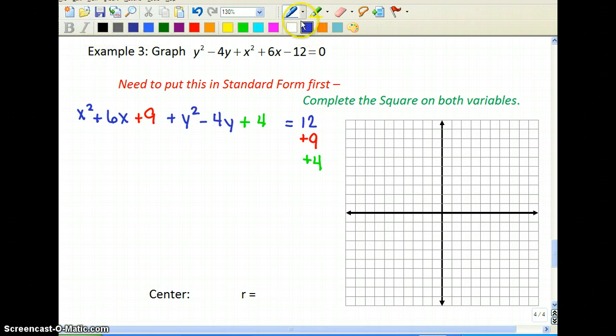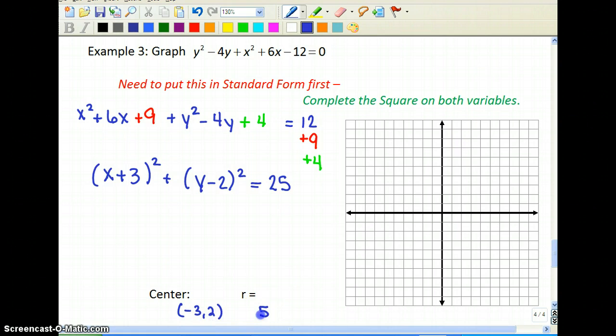Now factor, and you get (x plus 3) squared plus (y minus 2) squared equals, and 12 plus 13 is 25. So our center is (negative 3, 2), and our radius is 5. Negative 3, 2, and count 5 in all directions. And that would be your circle, doing the best that you can to actually make it look like a circle.